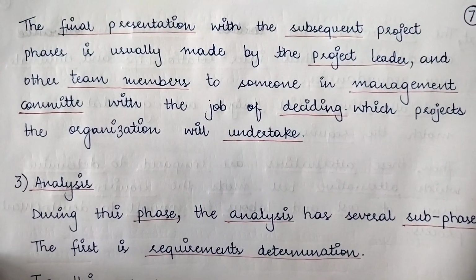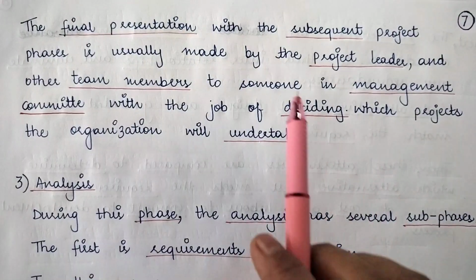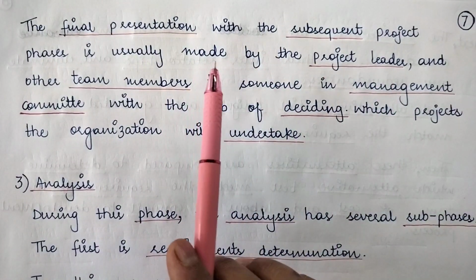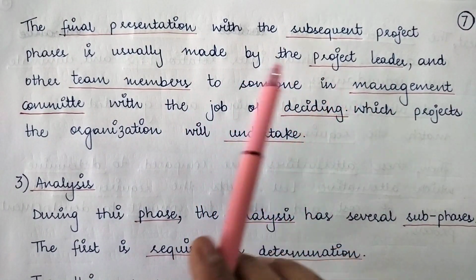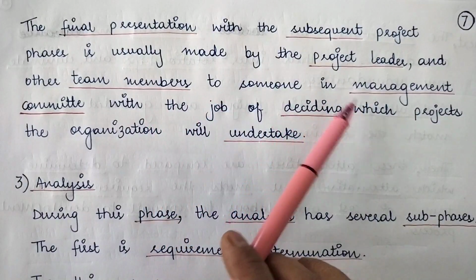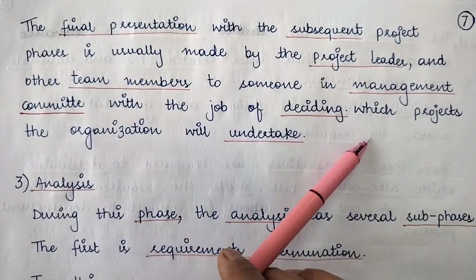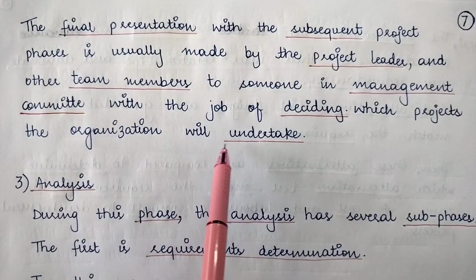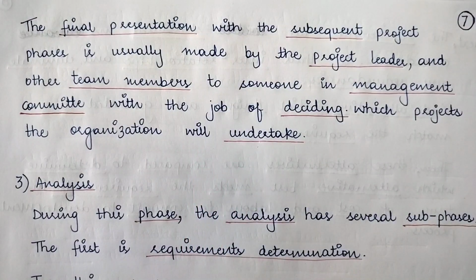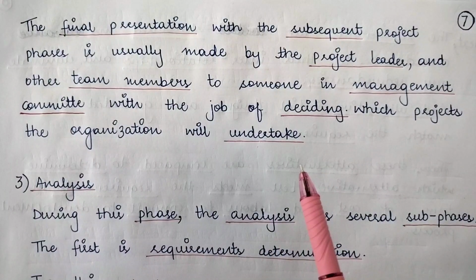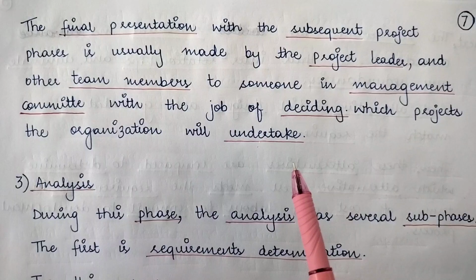The final presentation with the subsequent project phase is usually made by the project leader and other team members to someone in the management committee with the job of deciding which projects the organization will undertake. As I told you, in the first phase of SDLC, all the candidate projects are identified which could meet the requirements of the system. Then in the second phase of SDLC, that is project initiation and planning, out of all those candidate projects, a few projects are selected.